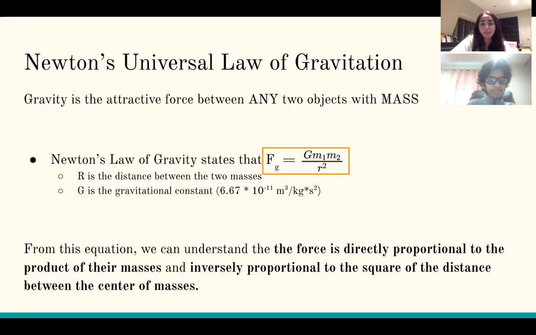From this equation, it's also important to note the relationships between all the variables. The force is directly proportional to the product of the masses, and it is also inversely proportional to the square of the distance between the centers of mass. It might sound really complicated right now, but once you understand the equation, these concepts become really helpful when trying to understand several problems.